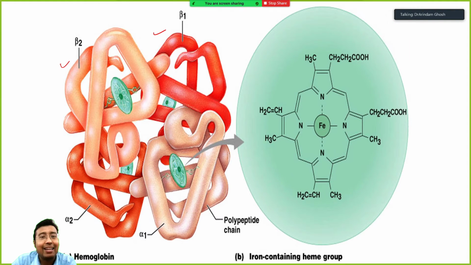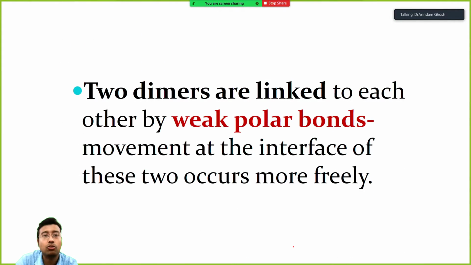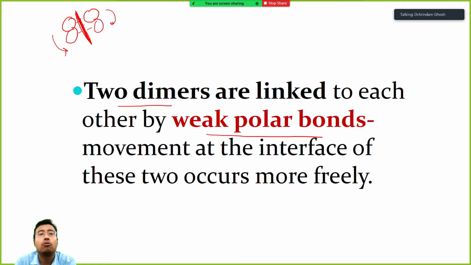See, two dimers. Now if we consider one alpha beta and another alpha beta, these dimers have to be connected to each other, right. So this is what we are referring. Two dimers are linked with what bonds? Weak polar bonds. So movement can occur freely. If there is one alpha, one beta, and another alpha, another beta, there is only a very weak polar bond, so movement along this axis can occur freely. Get my point? It means this can rotate over here, since these are connected by weak polar bonds only.